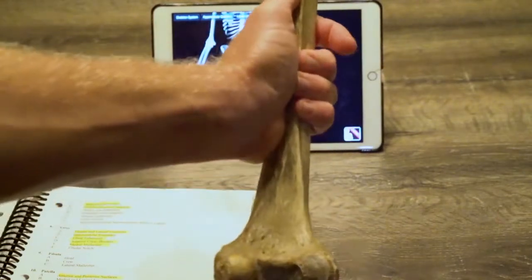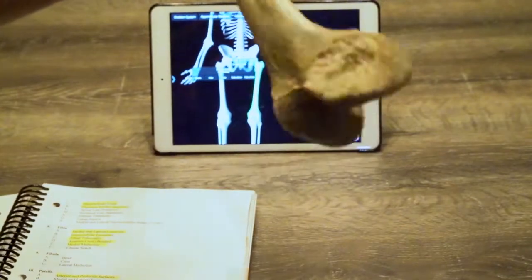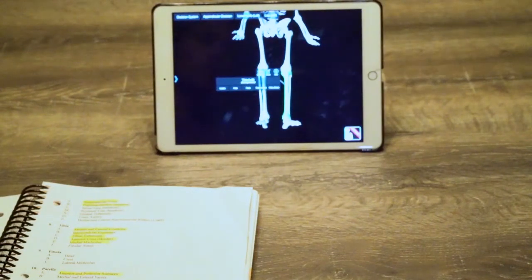Okay, so that is all the structures you need to know for the femur. Again, just keep track of right and left and knowing the names of these structures. Okay, so next we're going to go over the two bones that make up your lower leg. So these are going to attach to the femur to make up your knee joint, and you have two of them just like we saw in the forearm. All right, so one is called your tibia and one's called your fibula.